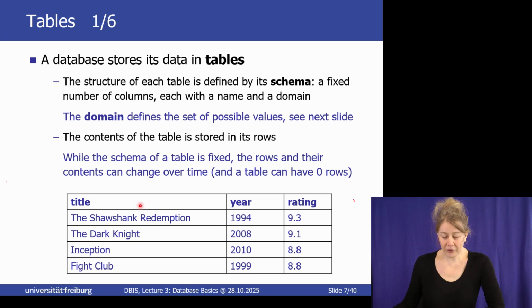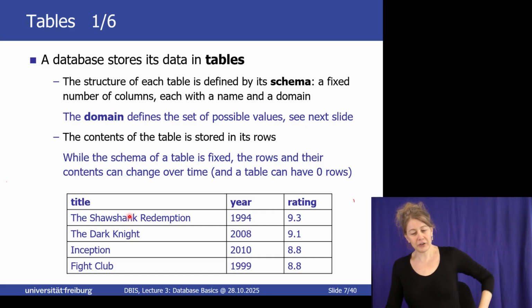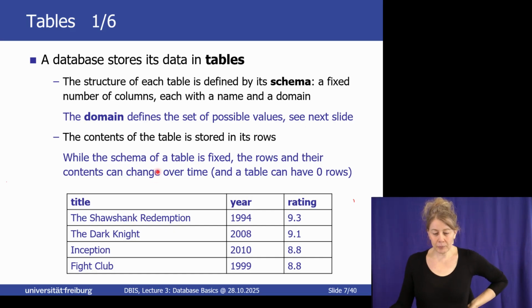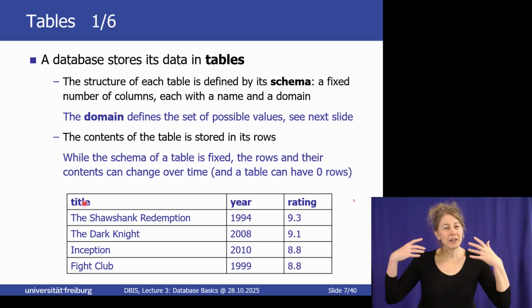Here's our first table, and we stay with our movie scheme. It's actually the top 4 from IMDb. Shawshank Redemption, Dark Knight, Inception, and Fight Club. Here's the year when the movie came out, and here's the IMDb rating. Shawshank, top of all times. So that's a table. You have a header. It's really a database table.